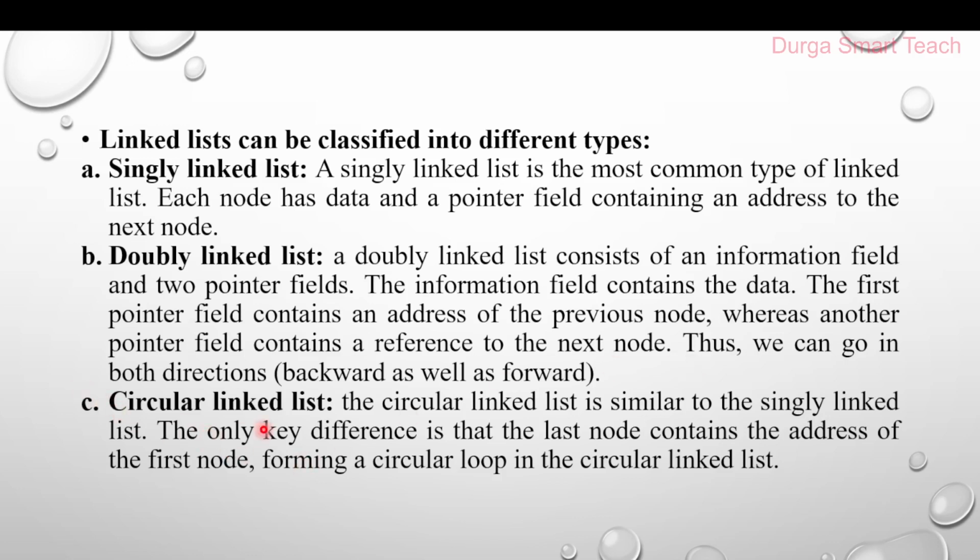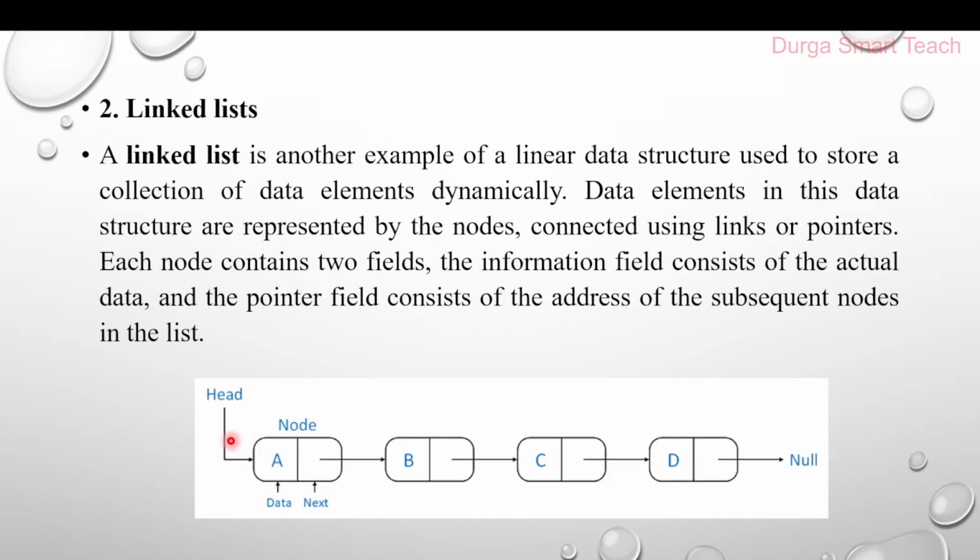Okay, so the next one is circular linked list. In a doubly linked list, the first node's previous address field is null and the last node's next address is null. But in a circular linked list, the first node's previous address contains the last node address, and the last node's next field contains the first node address. So it looks like this, a circular linked list. The circular linked list is similar to a single linked list. If you observe, it contains one more part, that means another pointer field. Assume this is the last node, so this last node contains the address of the first node, so it becomes like this.